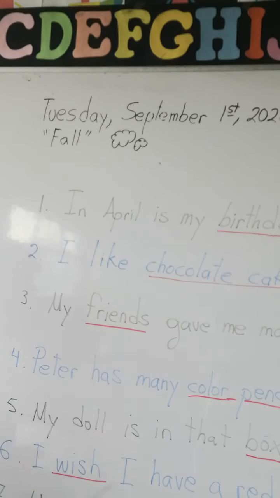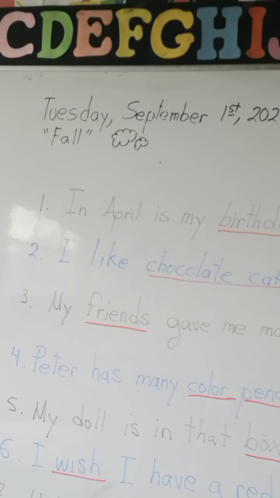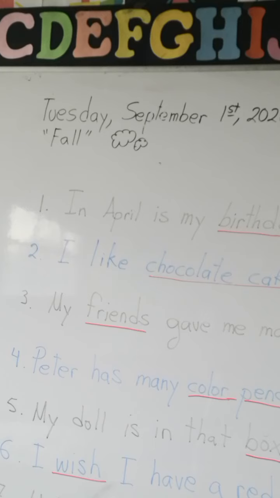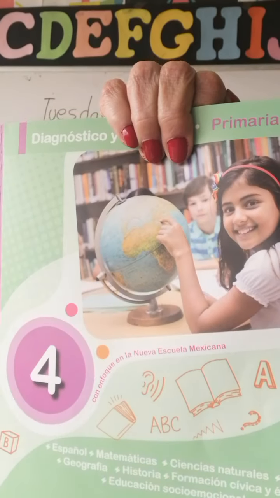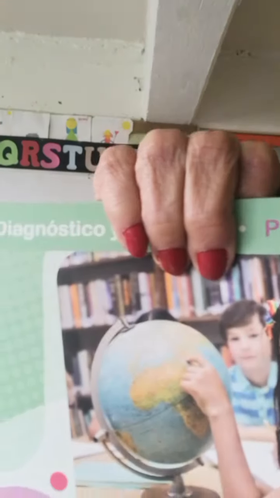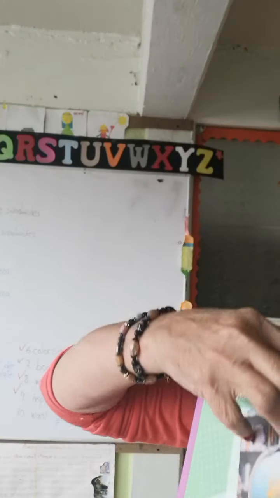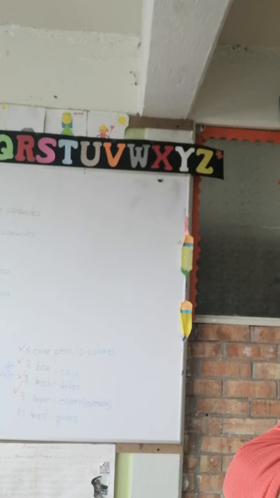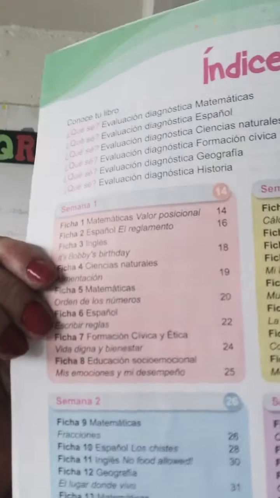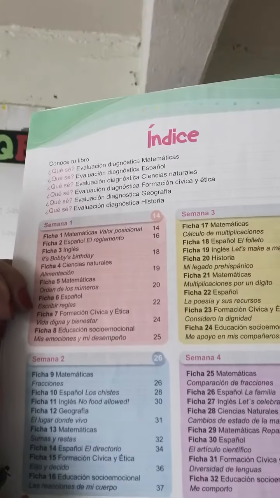Okay, you are going to take out your Nivelate books. So, I'm going to show you the book. Okay, here we have Nivelate number 4. Yes, you have it? Very good. And now, you are going to open it. Okay, as I was telling you, on the fourth page, you are going to find the pages that belong to our English class.